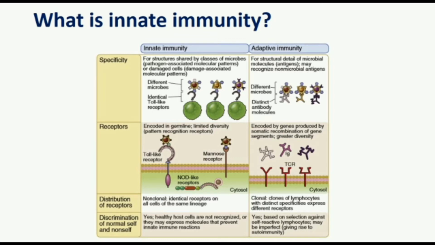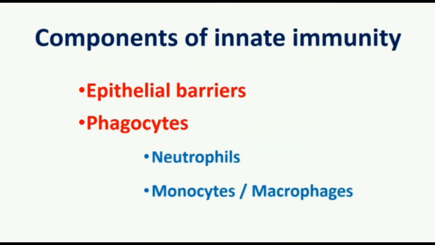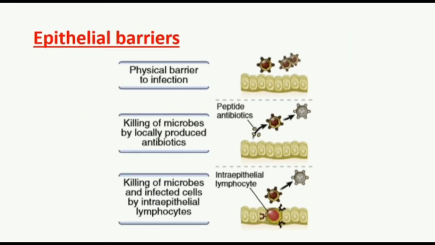Now we move on to our next slide. As you all know, our innate arm consists of different components like epithelial barriers and phagocytes. So we will see about these components and their functions one by one. Epithelial barriers are the major borders between the external environment and the internal body. Our skin, gastrointestinal tract, respiratory tract, and genitourinary tract are protected by these continuous epithelia. This epithelia provides both physical and chemical barriers against pathogens. This image shows this process clearly.